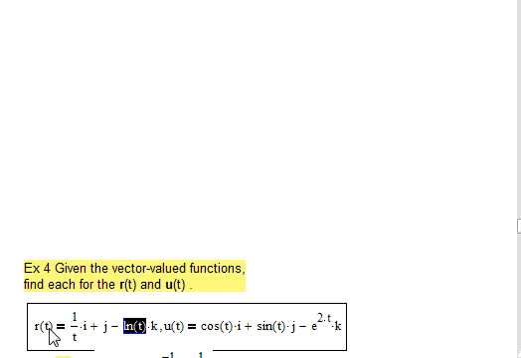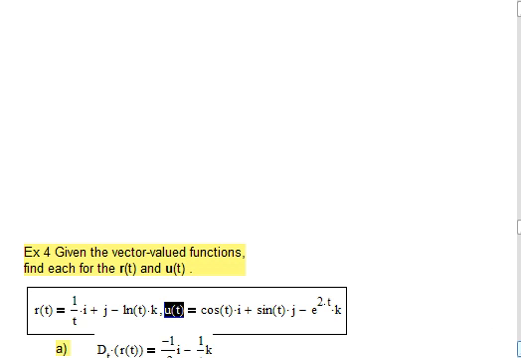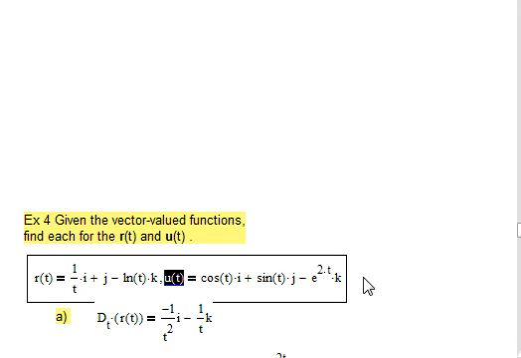So what we would have then for r prime of t would be negative 1 over t squared i plus 0 j minus 1 over t k. And we also want to find the derivative of u. By the way, here's that verified there.